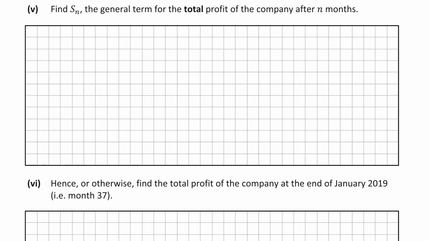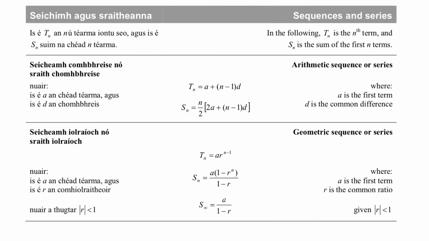Okay, so again we'll need to look at the log tables. So we're back here on page 22 and we're dealing with an arithmetic sequence, which is a linear sequence, and we're looking for S of n, and it tells us there that S of n is equal to n over 2 all multiplied by 2a plus n minus 1 times d. Okay, and it tells us that a is the first term and that d is the common difference.